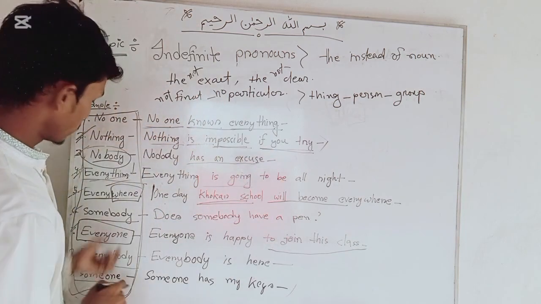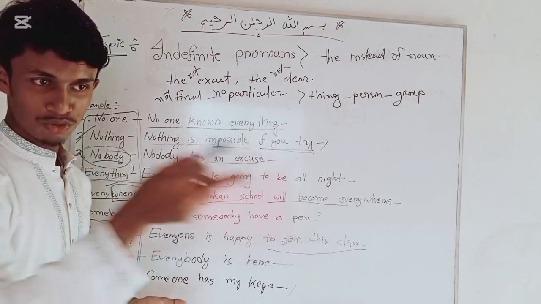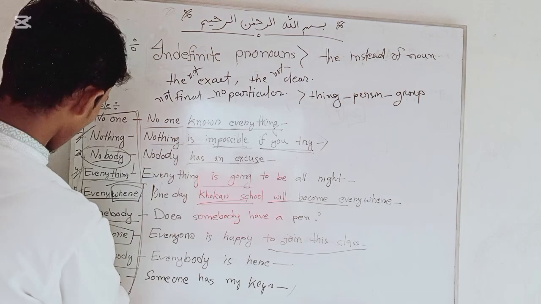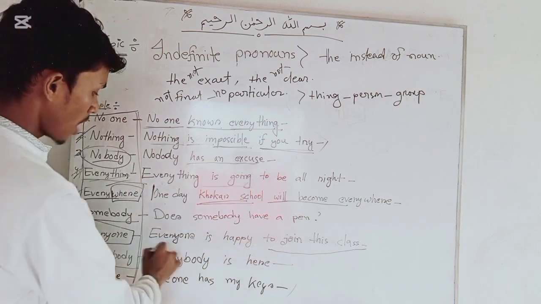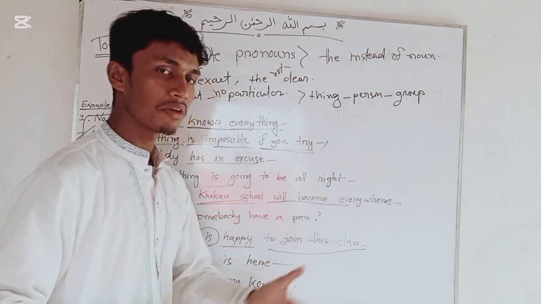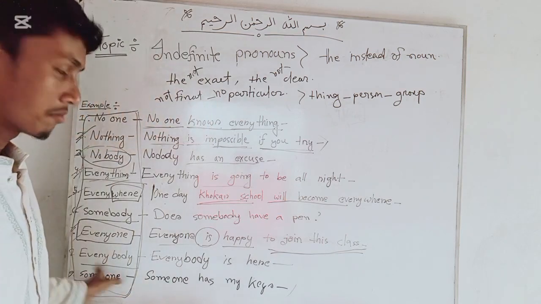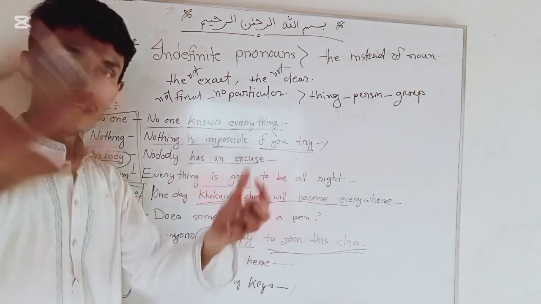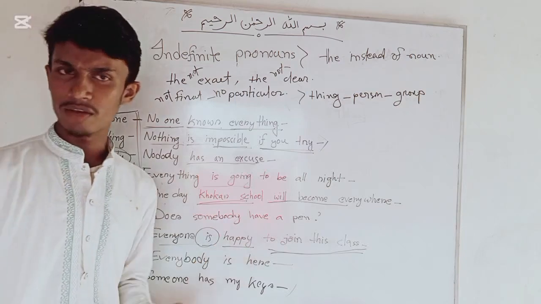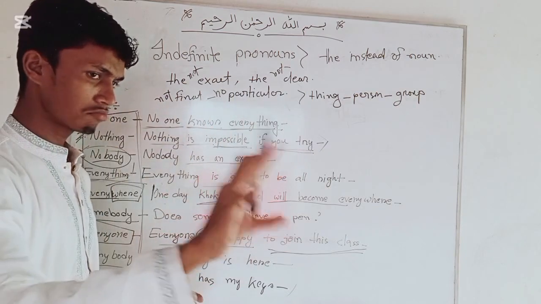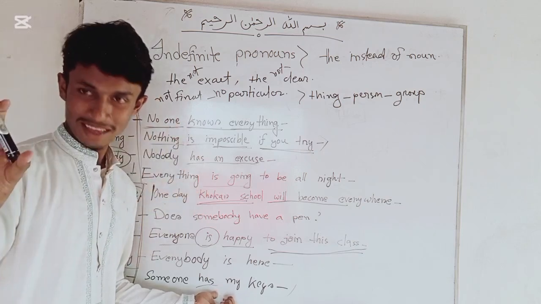Somebody. Does somebody have a pen? Everyone in the class, everyone in the group, everyone is happy. Everyone is excited to join this class, to enjoy this class. Everybody is here. I'm here. You are here. She is here. Everybody is here. Someone: the indefinite person or group. Someone has my keys.